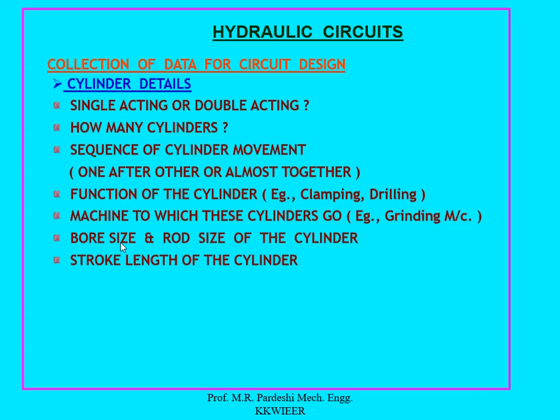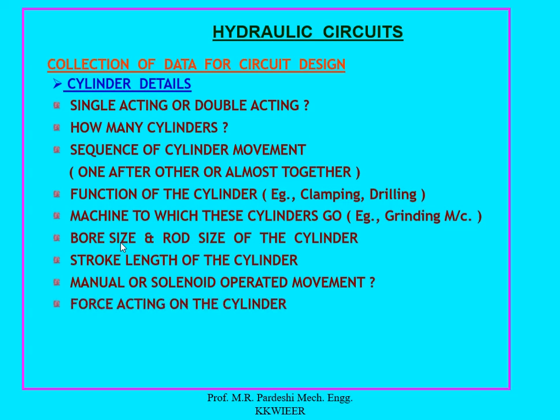Then again the stroke length of the cylinder. Basically, what is the stroke length of the cylinder, because depending on the stroke length we decide the cycle time. Means as the stroke length increases, the retraction will take more time, so ultimately the cycle time will increase. So we need to set the stroke length. Then manual or solenoid operated movement, so it depends on the application, which type of operation we require, whether it is manual or automatic operation.